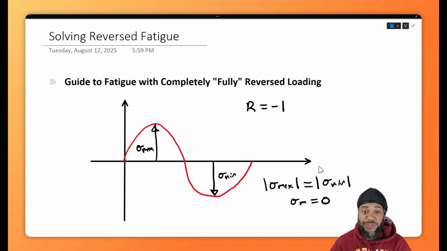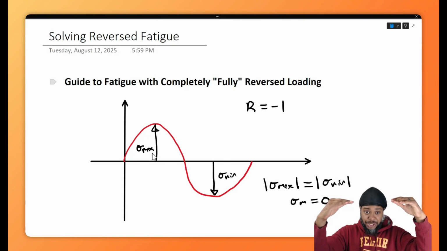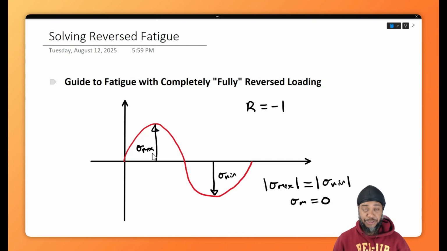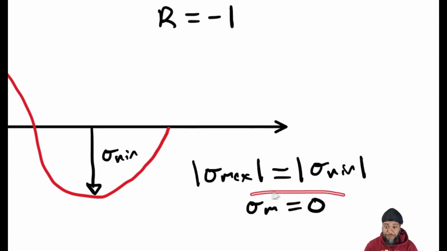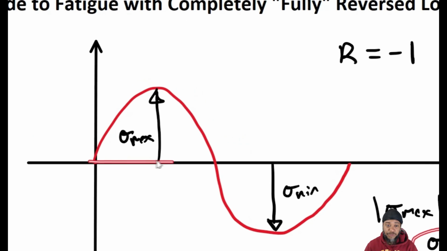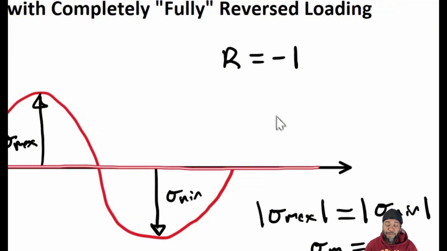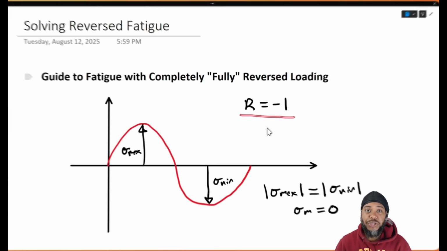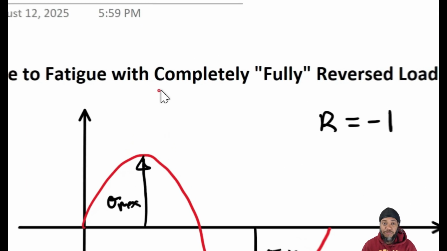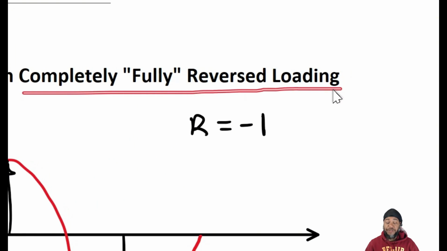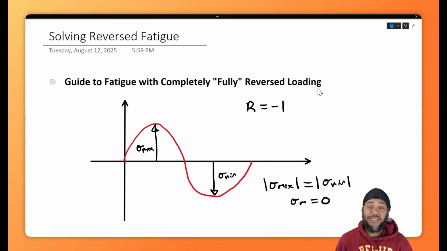If their magnitudes are the same and their signs are opposite, we have what is called a fully reversed condition, where we're going equal parts in tension and equal parts in compression. That results in a mean stress value equaling zero. So the average stress during the cycle is zero, and our stress ratio is equal to -1. This state of completely or fully reversed loading is the natural state of our stress life curve. This is from Euler's rotating beam experiment. This is the type of fatigue that we would have, right?